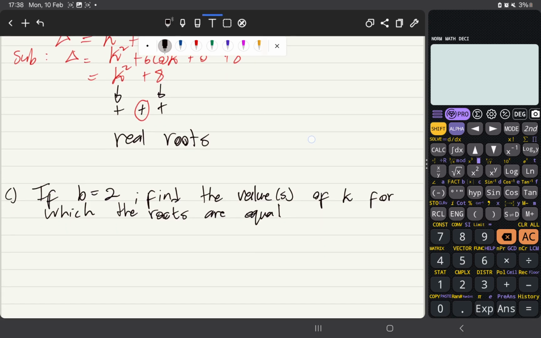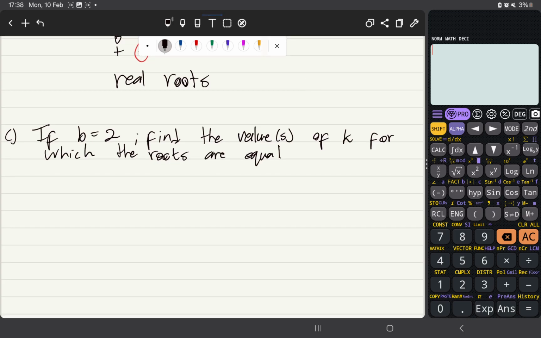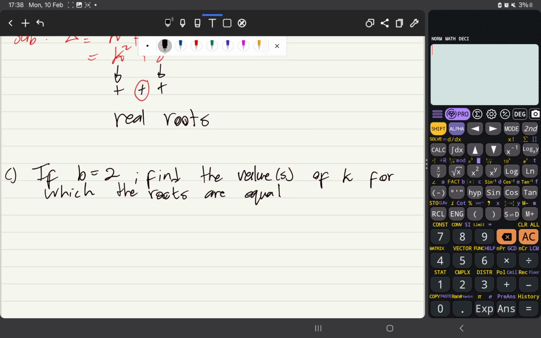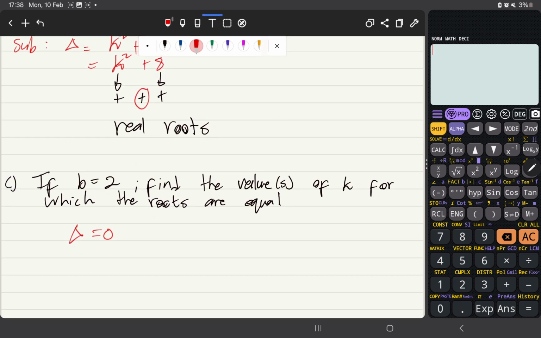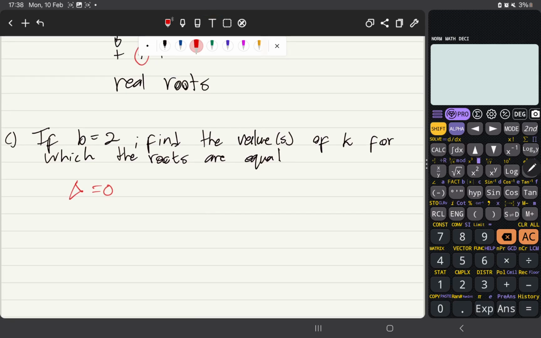So look at the last example here, number C. It's very interesting. It says, if b equals 2, find the value or the values of k for which the roots are equal. Remember, if the roots are equal, your discriminant is 0, right? So we take our discriminant, which is k squared plus 6bk plus b squared plus 8, and we have to have equal roots, right?